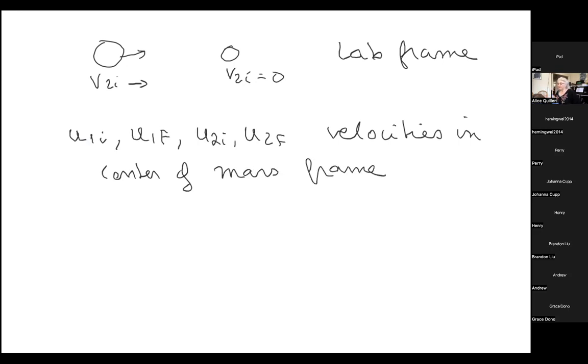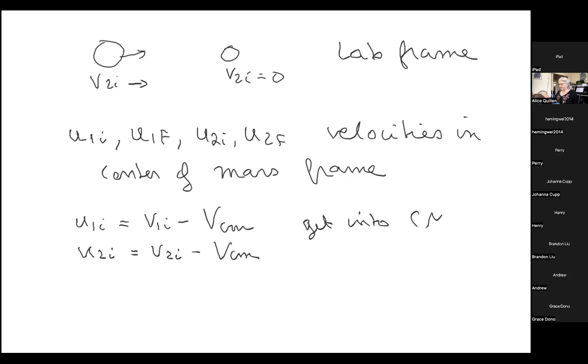So how do you relate velocities in the lab frame to the center of mass frame? So u1i is equal to v1i minus the center of mass velocity. The center of mass velocity doesn't change during the collision, it stays the same. So you can convert back and forth. And likewise, u2i is equal to v2i minus v center of mass, and the same for the final velocities. So this is how to get into the center of mass frame. And the inverse transform, you just move the center of mass velocity to the other side of the equation. And so v1i is equal to u1i plus v center of mass. And likewise, v2i is equal to u2i plus v center of mass.